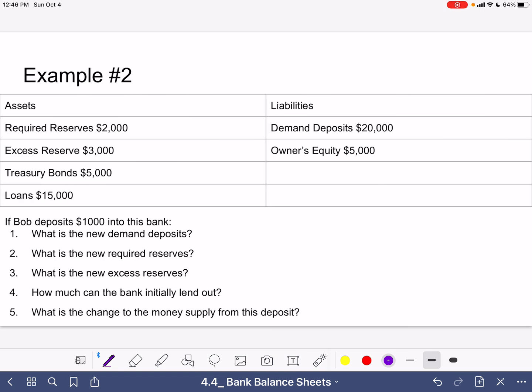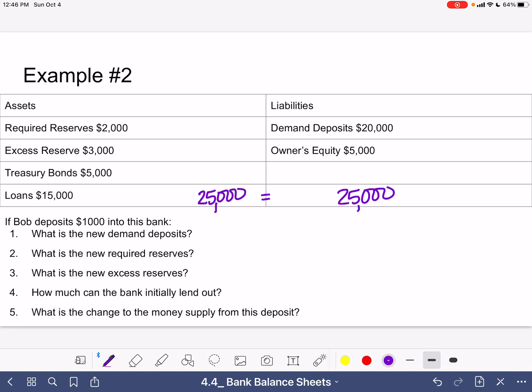So now let's look at this second example. First, let's quickly make sure both sides equal each other. On the liabilities side, we have 20,000 plus 5,000. This equals 25,000. And now let's look at the asset side. We have 2,000, 3,000, 5,000, 15,000. If we add all those together, it also gives us 25,000. So that's good. We're starting off balanced.